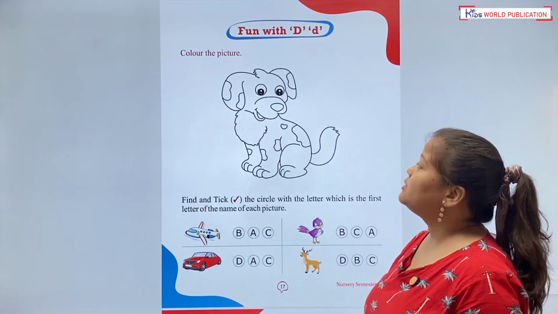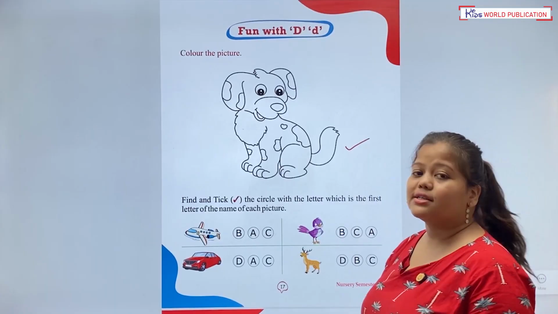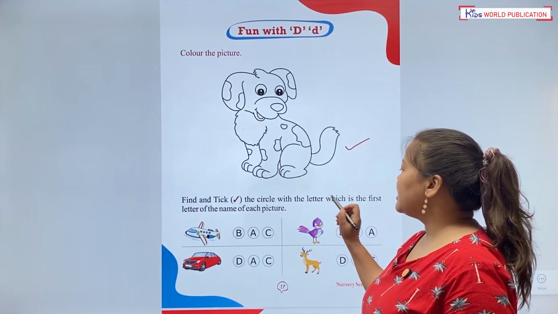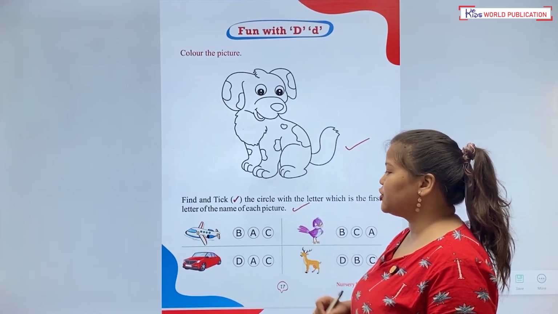Fun with D. Color the picture. So kids, you will color this picture. Find and tick the circle with the letter which is the first letter of the name of each picture.